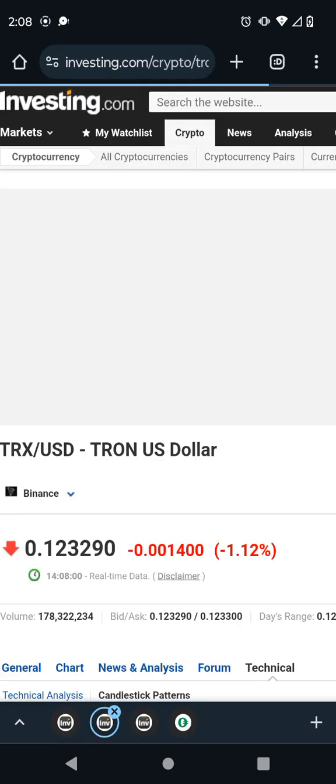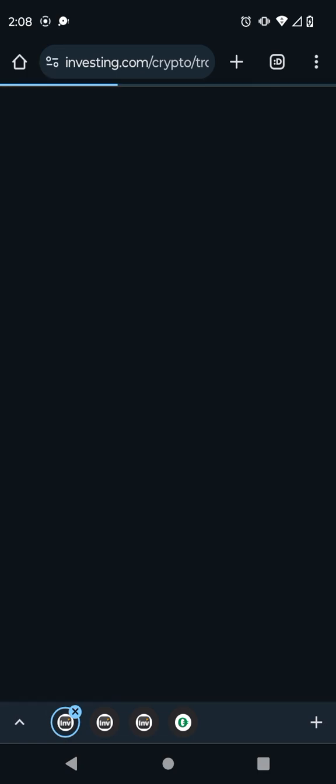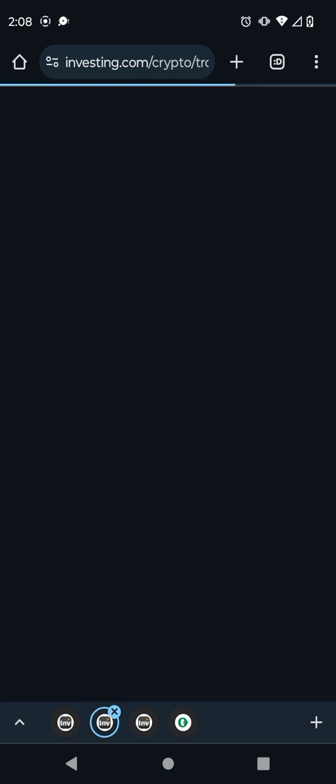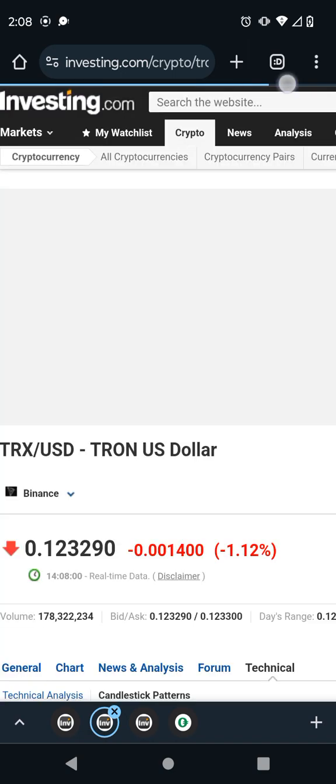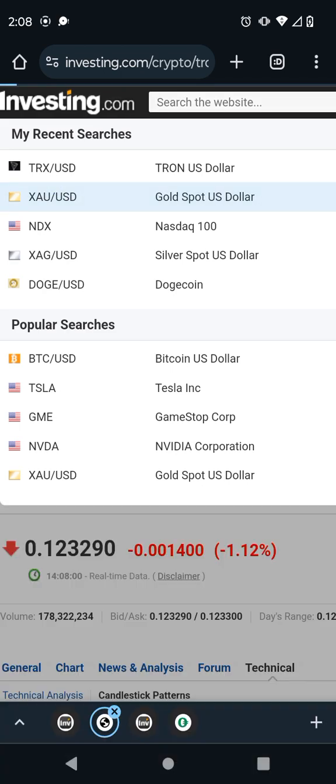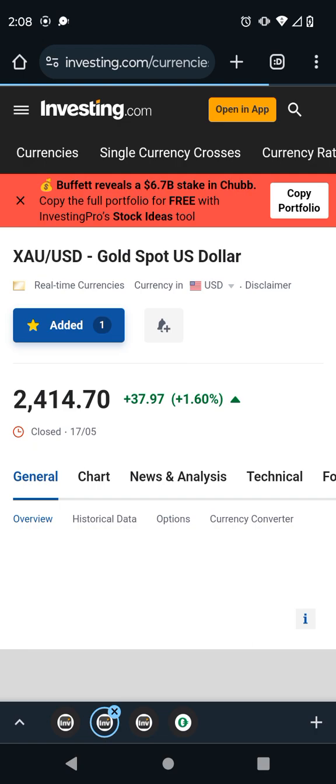Trying to get to the tab at the bottom. This is Tron. Gold is probably not even in here. I got two ones with Tron in it. Yeah, I'm not supposed to have two in there. See gold right there. That's what I've been looking at. Gold, silver, Doge, Tron, and Nasdaq.